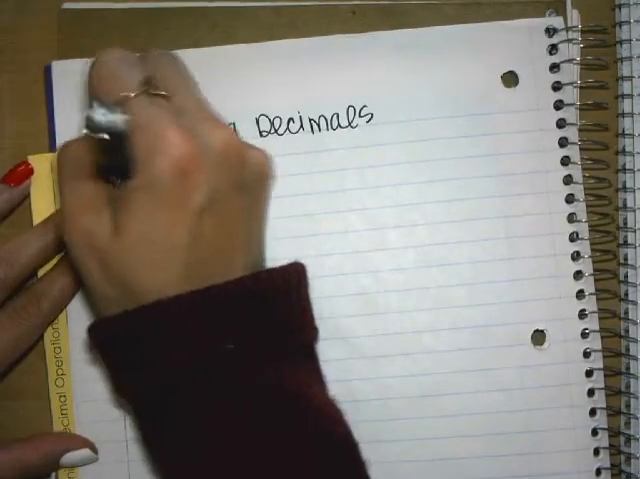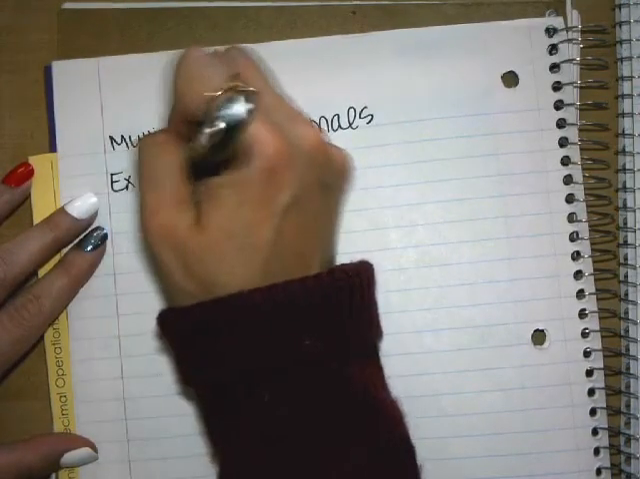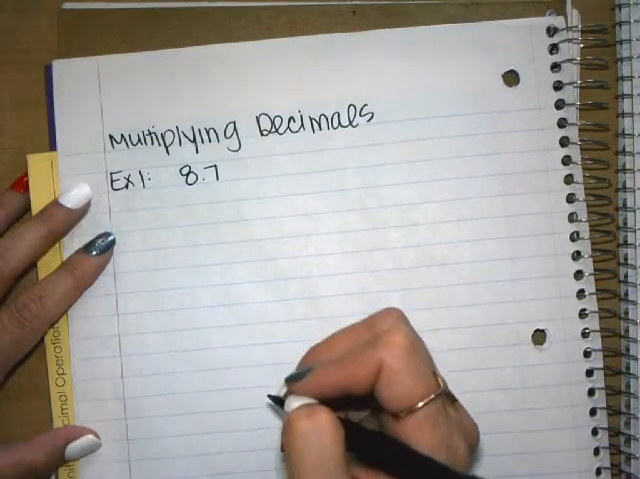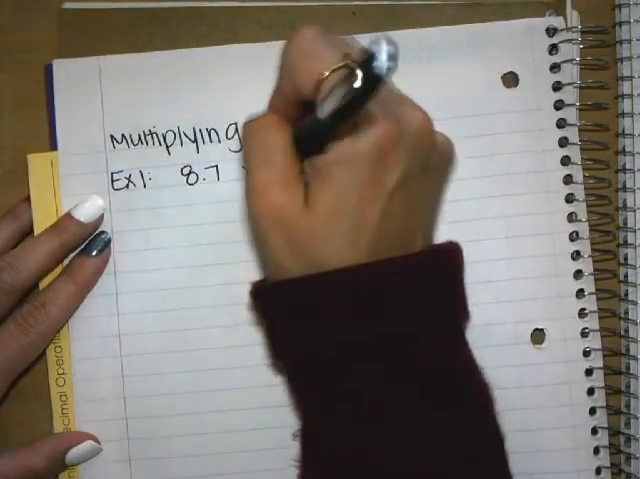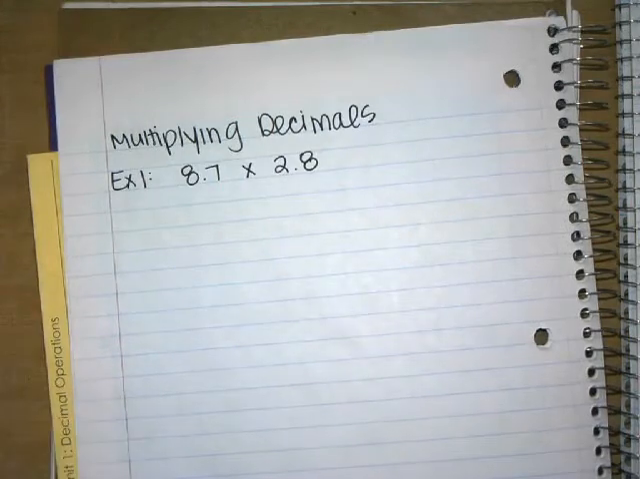And here's your first example I want you to solve. 8.7 or 8 7/10 times 2.8 or 2 8/10.